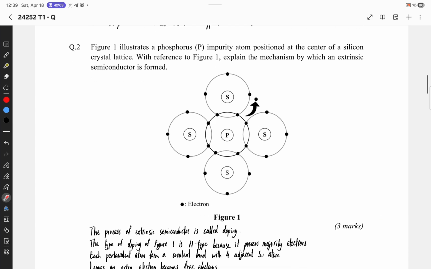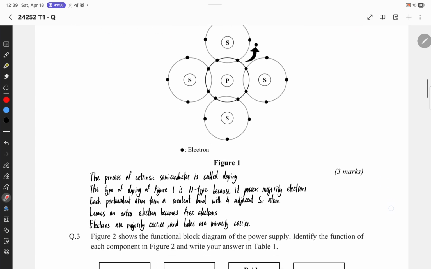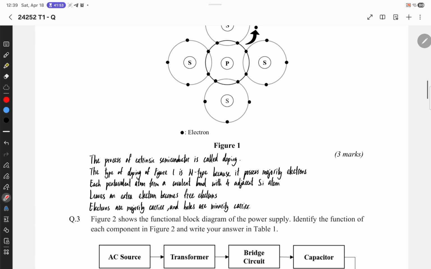Next question is, with reference to figure 1, explain the mechanism by which an extrinsic semiconductor is formed. So the answer is the process of forming an extrinsic semiconductor is called doping. The type of doping in figure 1 is n-type because it possesses majority electrons. Each pentavalent atom forms a covalent bond with 4 adjacent silicon atoms, leaving an extra electron that becomes a free electron. Electrons are the majority carriers and holes are the minority carriers.